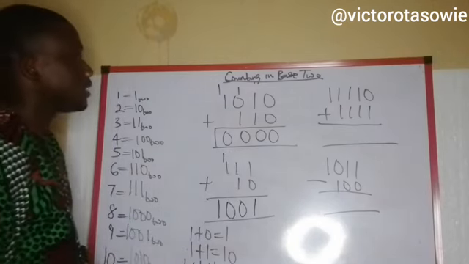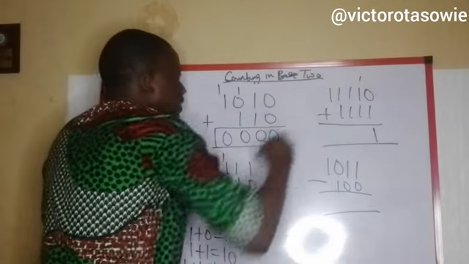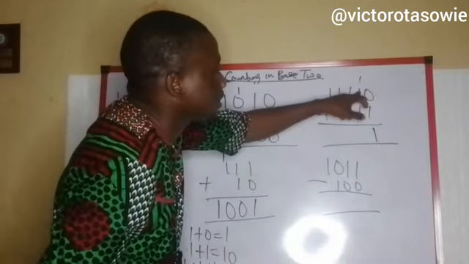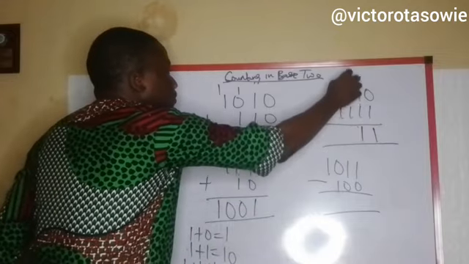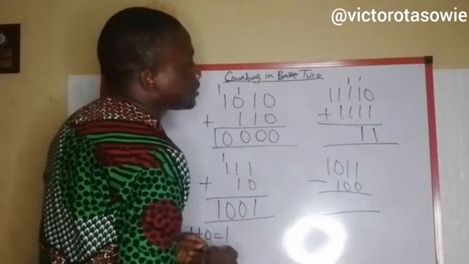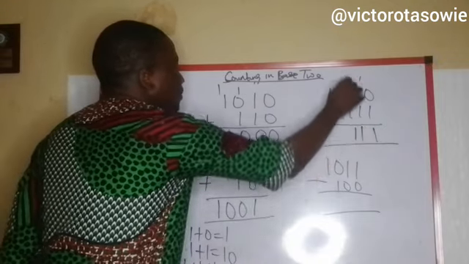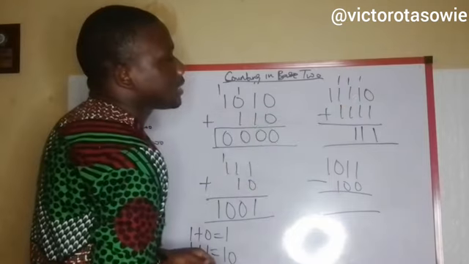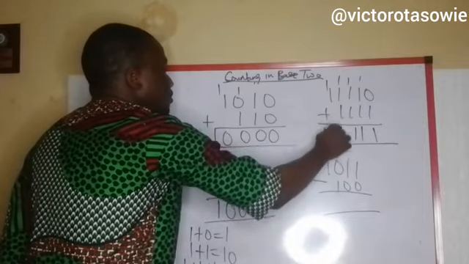So then in this case, we have 1 plus 0, which is 1. I said 1 plus 1 gave us 10. 10 plus 1 is 11. So you add 1, you carry 1. 1 plus 1 is 10, plus 1, 11. So you write 1, and you carry 1. 1 plus 1 is 10, plus 1, 11, plus 1, which is 10.